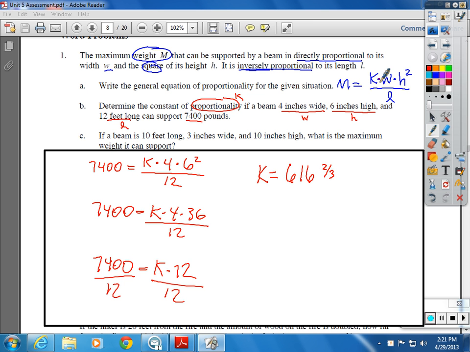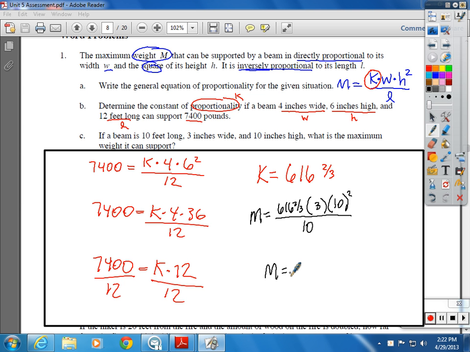Then, so knowing that, we would substitute that in just for K. Okay. Everything else stays the same. But then it asks us a question. If the beam is 10 feet long, 3 inches wide, 10 inches high, what's the maximum weight that it can support? So we would substitute each of those values in. So we would have, let's see here, M equals 6, 16, and 2/3 times a width of 3 times a height of 10 squared divided by a length of 10 feet. And then that would give us the maximum weight it could support.